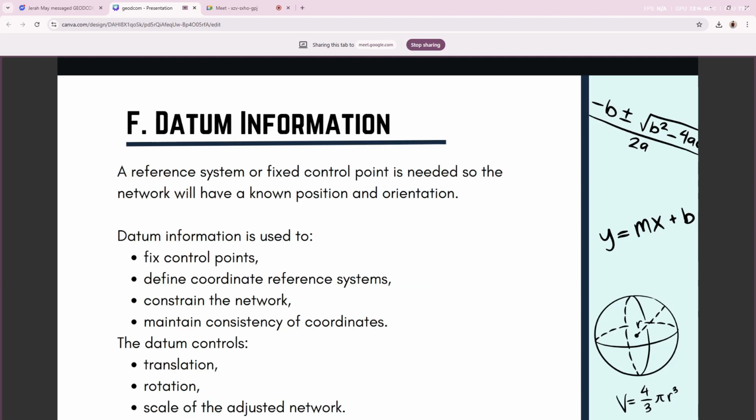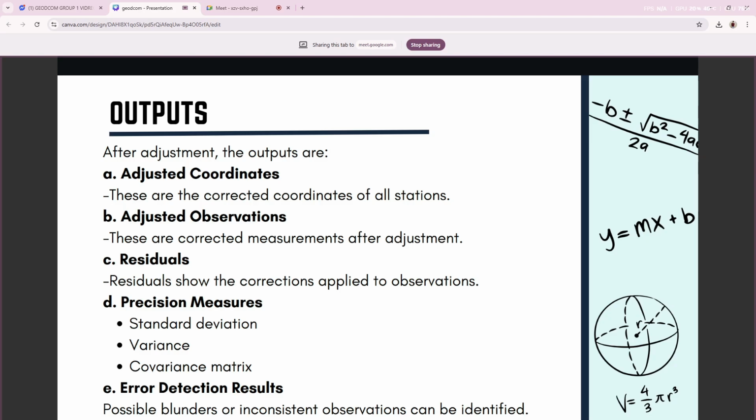Datum information is necessary because the network must have a fixed orientation and scale. The datum is used to fix control points, define the coordinate reference system, constrain the network, and maintain consistency of coordinates. Without the datum, the network would float, meaning the coordinates would not have a unique reference system. And for the outputs, we have five outputs. First is the adjusted coordinates, adjusted observations, residuals, precision measures, and error detection results.